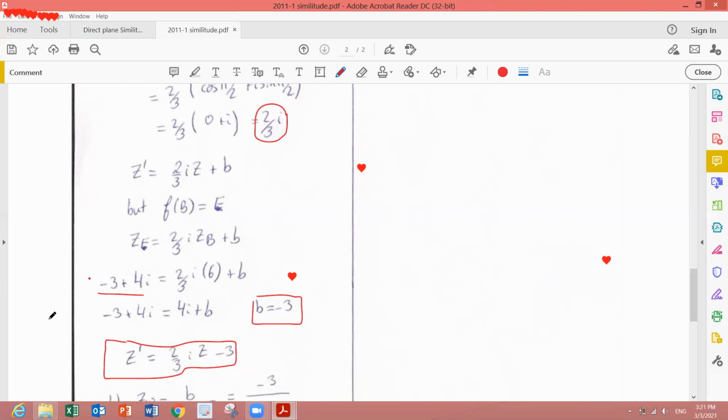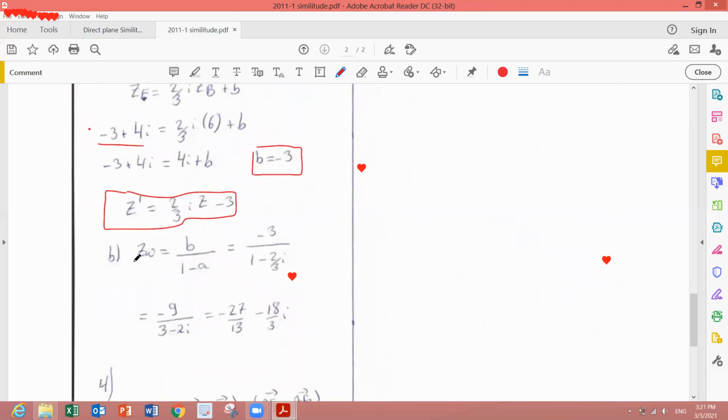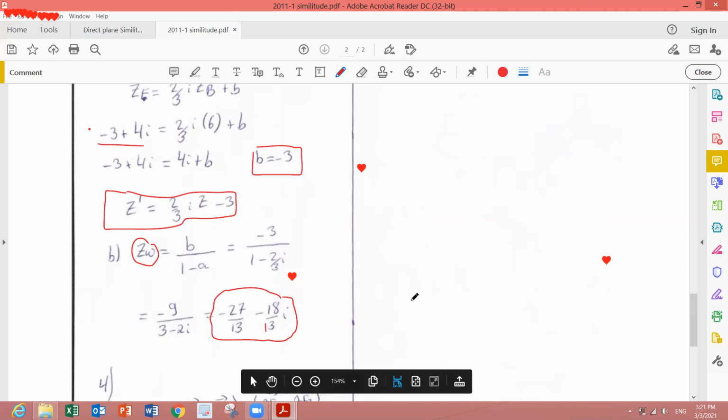Determine the affix of the center W. ZW equals B over 1 minus A. B is minus 3 over 1 minus 2 over 3 i. By using the calculator, we get minus 27 over 13 minus 18 over 13 i.